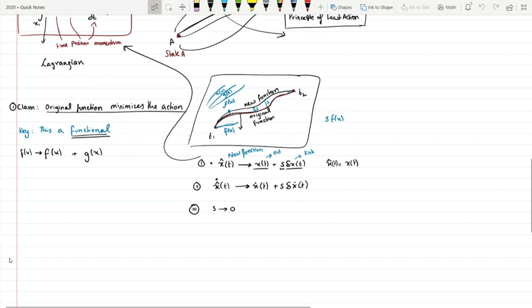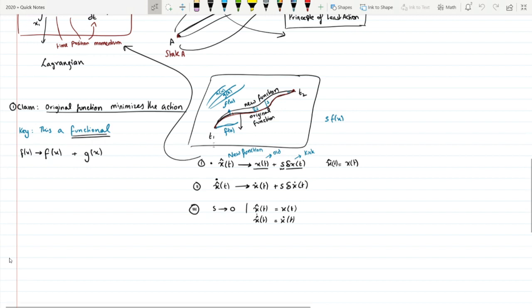s equal to 0 implies x hat of t equals x of t. It also implies x hat dot of t equals x dot of t. All I've done is substitute into these two equations s going to 0. Is it clear? Fairly easy to see, right?